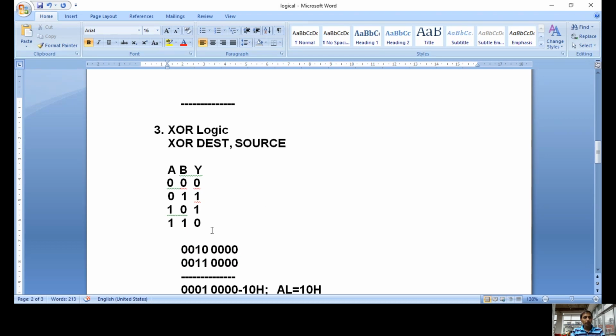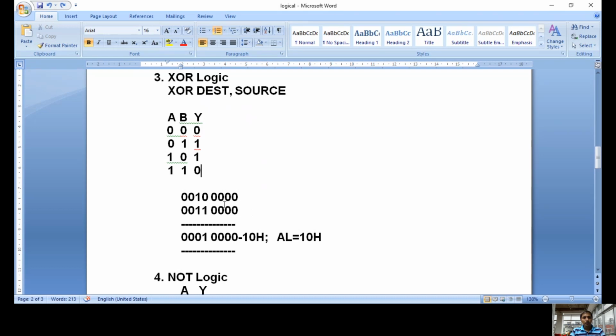Now this is the truth table for XOR logic. In XOR logic, the output becomes 1 only when both inputs are of opposite type. See here, in the 0-0 combination, both inputs are of the same type, output 0. In the 1-1 combination also both inputs are the same type, so output is 0. When inputs are of opposite type, 0-1 combination, output is 1. 1-0 also 1. So only when both inputs are of opposite type, the output is 1.